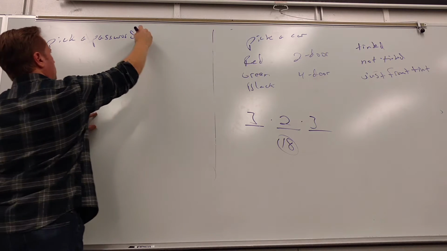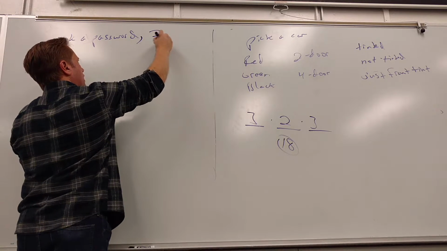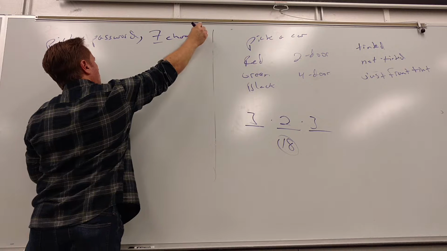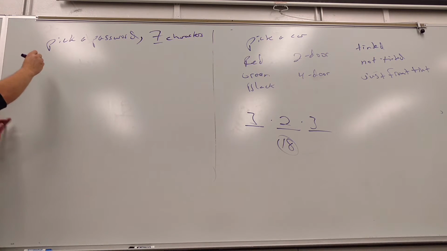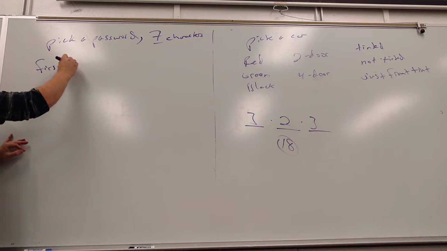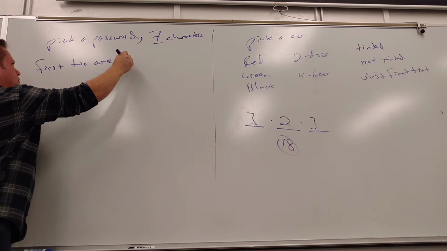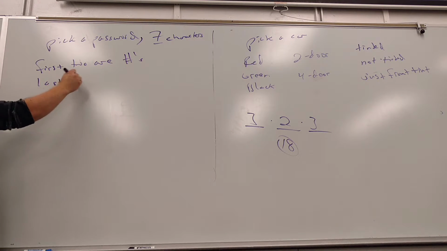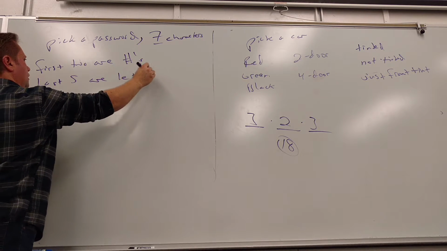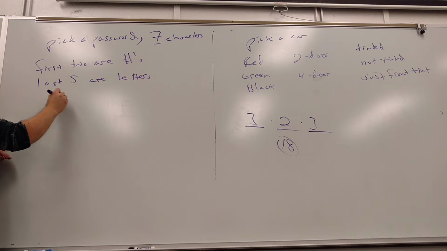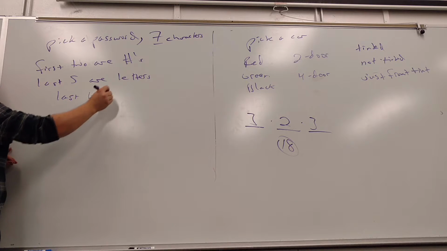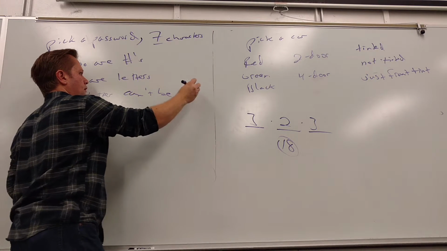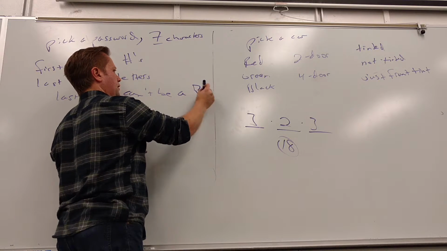Pick a password with 7 characters, where the first 2 are numbers, the last 5 are letters, but the last letter must be capitalized and can't be a B.